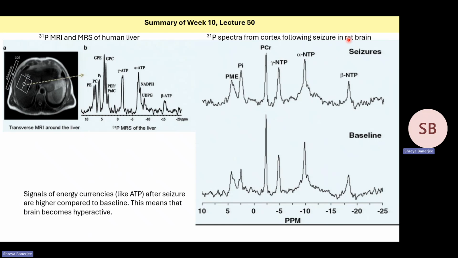So after a seizure, we can see that the peaks of the energy currencies alpha, beta, and gamma NTP are all becoming higher compared to baseline. If the peaks are higher, that means the brain is becoming very hyperactive after the seizure. So the peaks of these energy currencies will help you understand that suppose the seizure has already happened and is over, but the peaks will still remain in the brain. So that will give you an idea that some time ago the seizure has happened. So comparing with a healthy rat brain and seeing the difference in intensities of different peaks, or sometimes new peaks can also appear, will help in diagnosis of certain diseases.